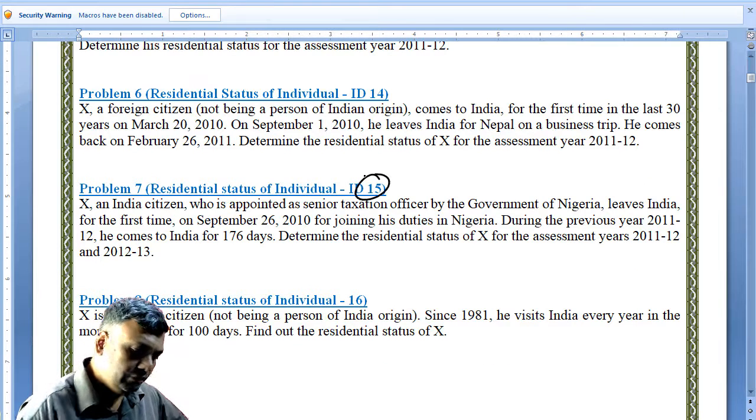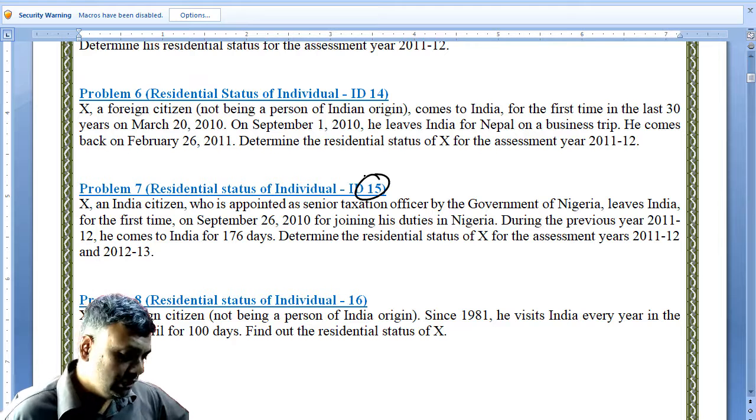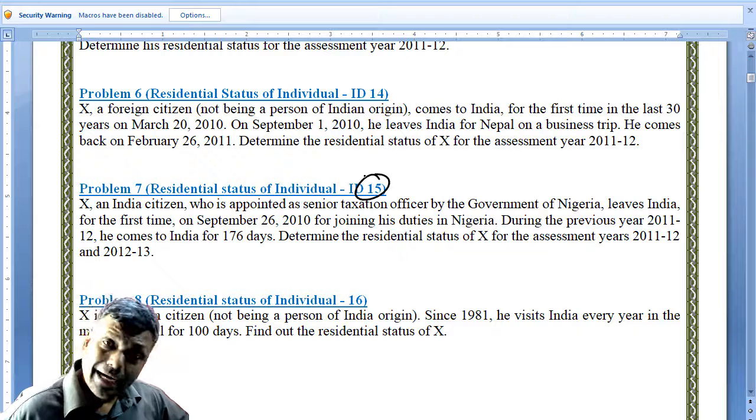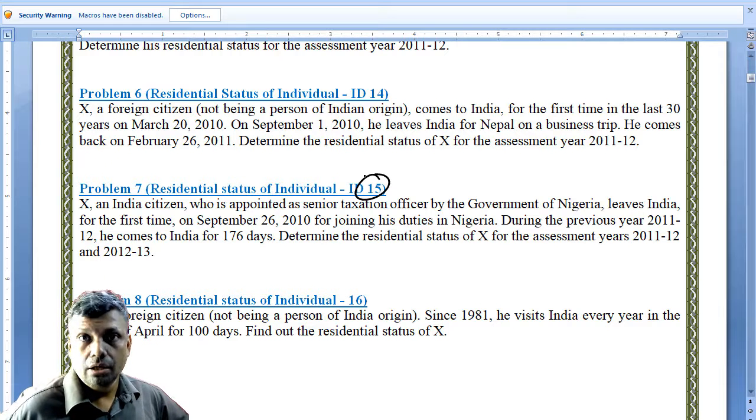Question number 15. Let me read the question. X, an Indian citizen who is appointed as a senior taxation officer by the government of Nigeria, leaves India for the first time on September 26, 2010 after joining his duties in Nigeria. During the previous year 11-12, he comes to India for 176 days. Determine the residential status of X for the assessment years 11-12 and 12-13. So it is a multiple year question. You have to determine his residential status for 2 years, 11-12 and 12-13.